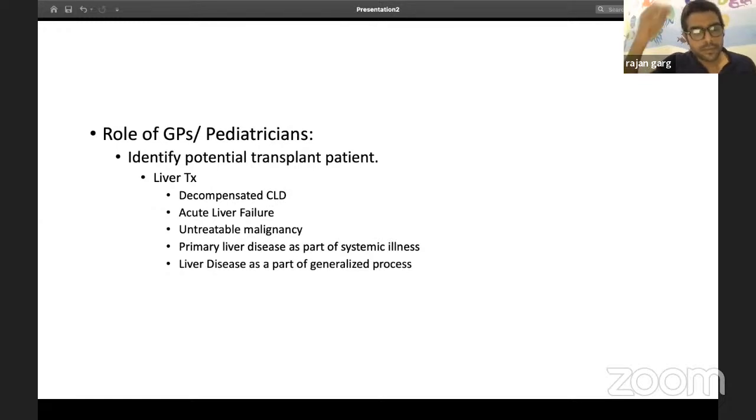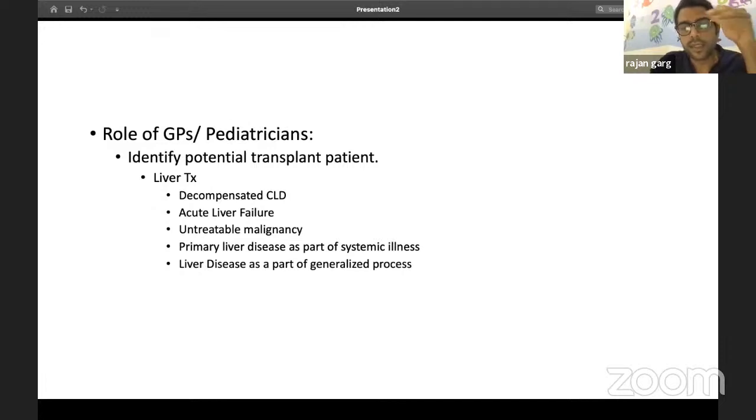And then liver disease can be part of a generalized process where, for example, there are other metabolic disorders like tyrosinemia, where other parts of the body are also involved. For example, the kidney is involved and the liver is involved. Then you have to make a choice whether to transplant this patient or not, because other organs are also involved. So there are some basic things that will tell whether the patient needs a transplant or not.